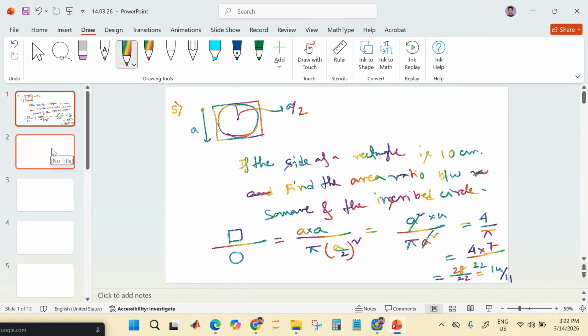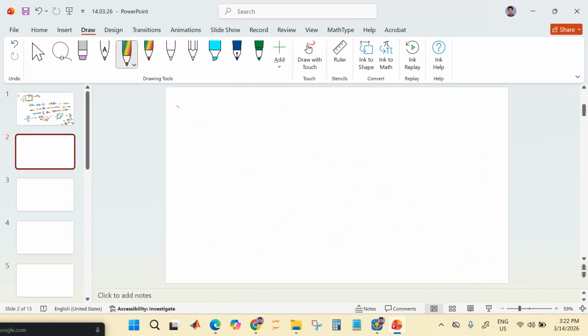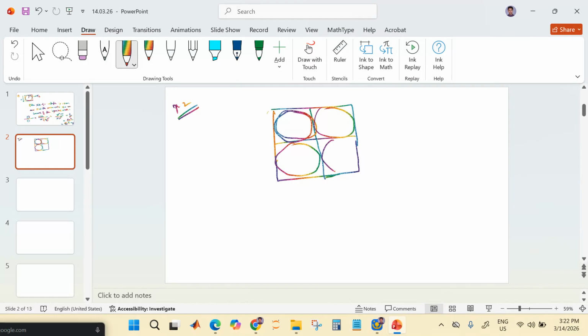So next thing, the same concept, suppose I frame another question, problem number 2. Suppose there is a square, not rectangle, and equal 4 inscribed circles like this: 1, 2, 3, 4. Okay, all have the radius r.